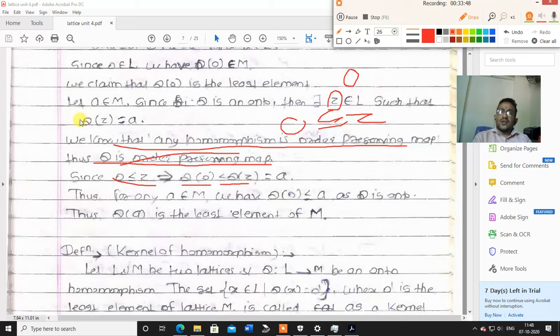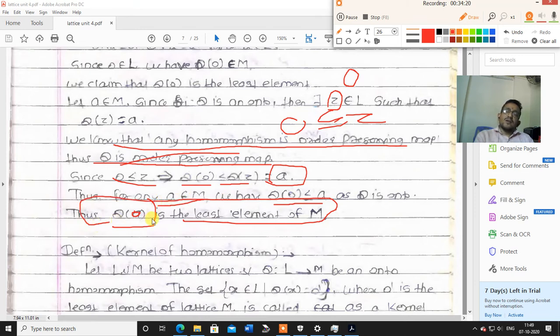What is theta of Z? It is equal to A. So therefore we can say that for any element A in lattice M, theta of 0 is related to A. So theta of 0 is related to every element of lattice M. Therefore we can say that theta of 0 is the least element in lattice M.